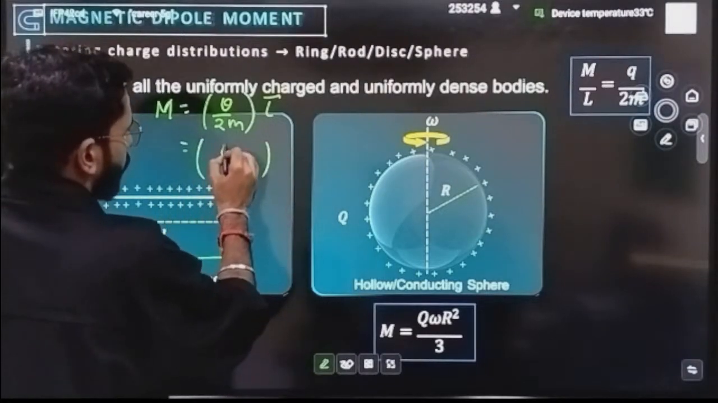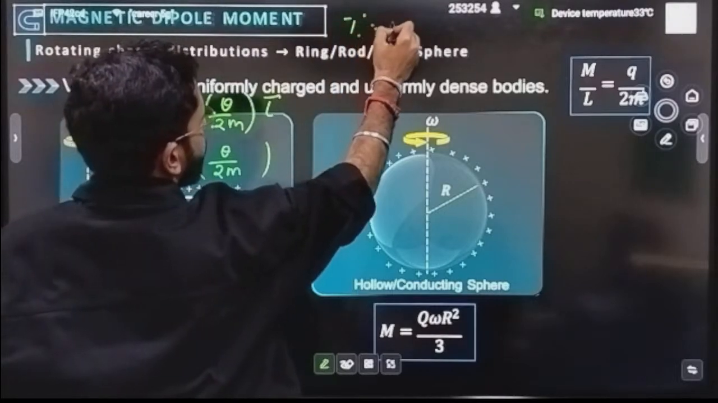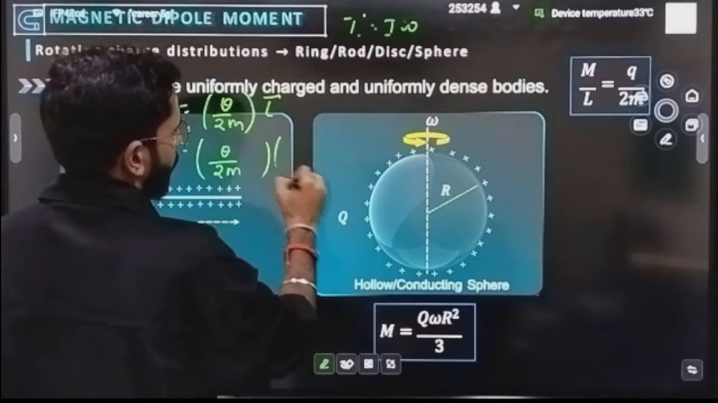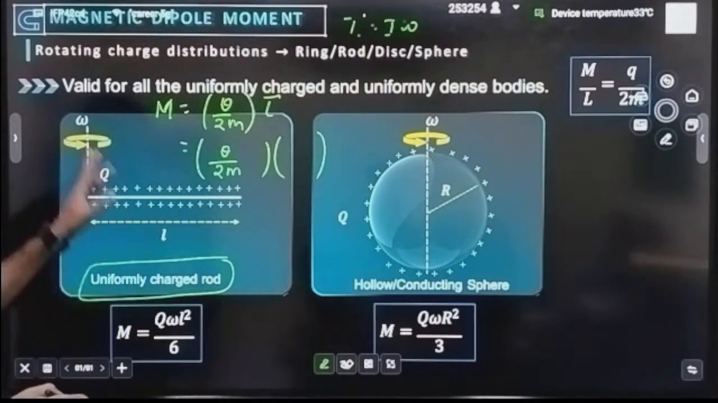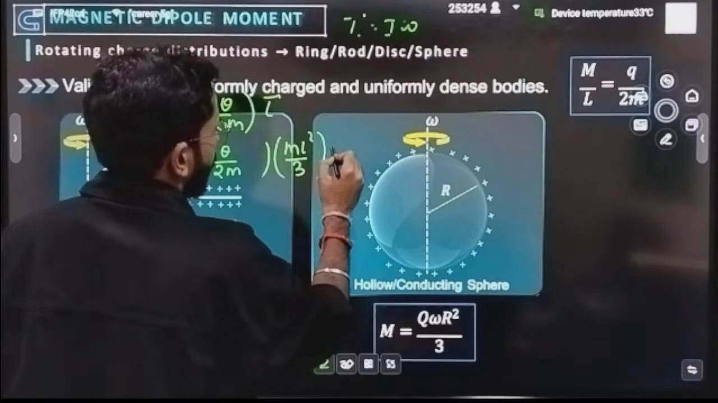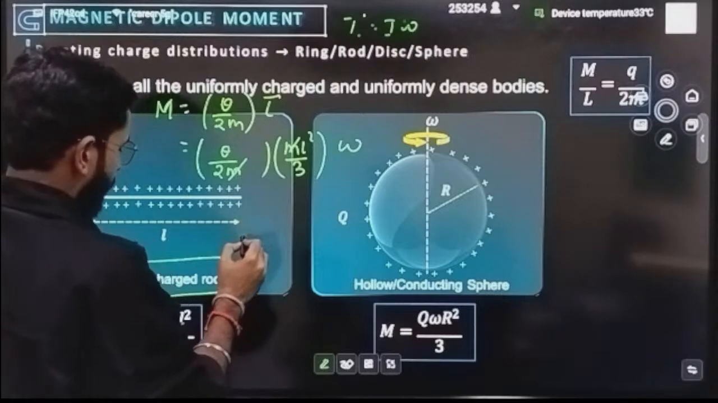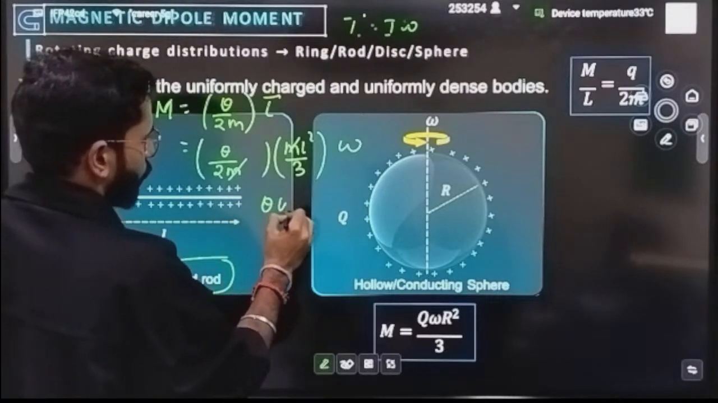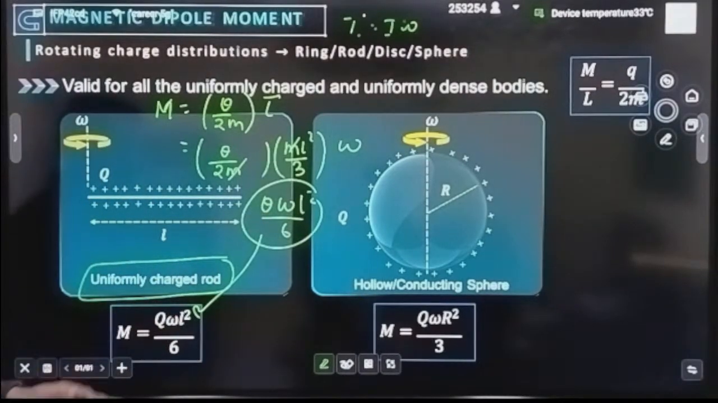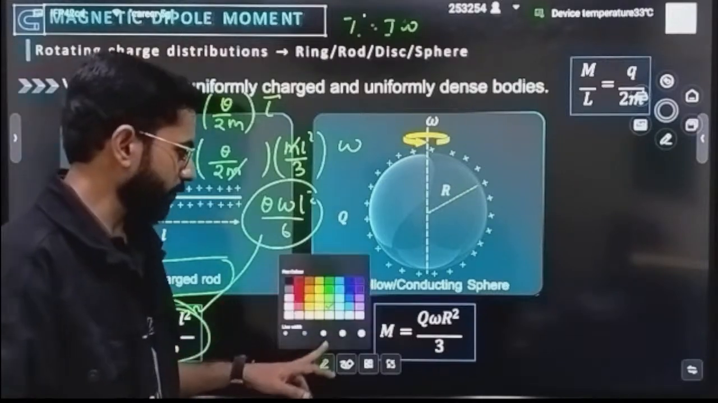Now Q divided by 2m will be as it is. Angular momentum can also be written as I into omega. There is a formula that I hope all of you know: I into omega. Tell me, what is the moment of inertia of a rod about its end point? It is ml square by 3. That is I into omega. Now check what gets cancelled. M simply gets cancelled. And what is the result that is left? Q omega L square divided by 6. Check. Q omega L square divided by 6. This is the magnetic moment for a rod rotating about its end.